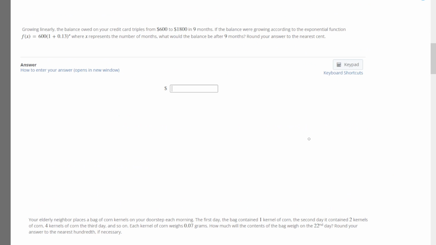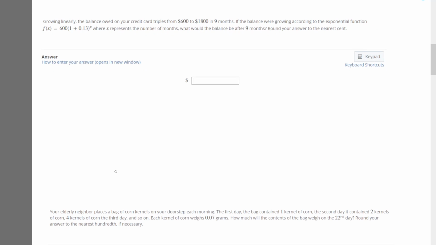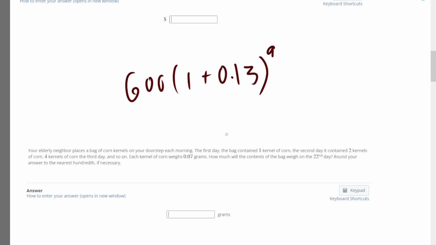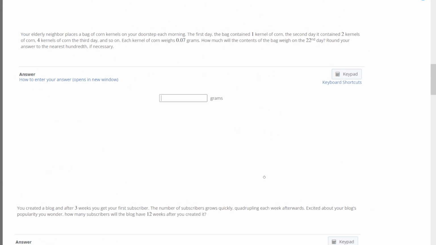Growing linearly, the balance owed on your credit card triples from 600 to 1800 in 9 months. If the balance were growing according to the exponential function, f of x is equal to 600 times 1 plus 0.13, to the x, where x represents the number of months, what would the balance be after 9 months? Round your answer to the nearest cent. Really all we're doing here is plugging in 9, which I'm not going to do because I don't want to take up too much time. Basically you plug in 9 for x, 600 times 1 plus 0.13 to the 9th, and that will give you your answer.